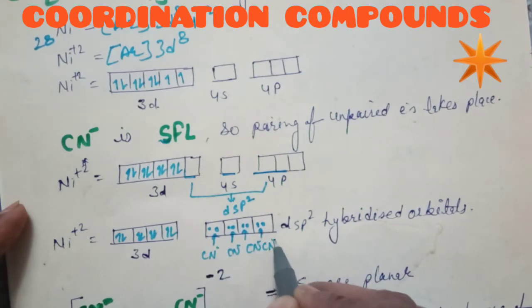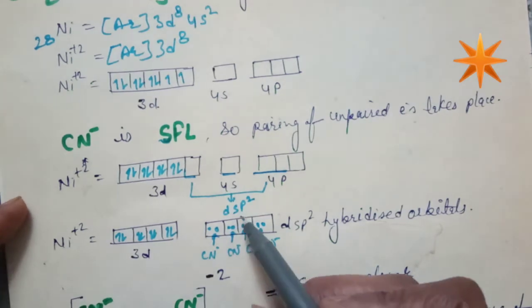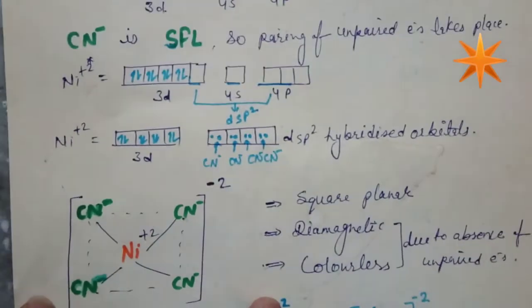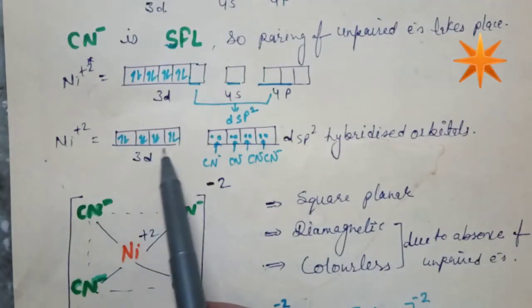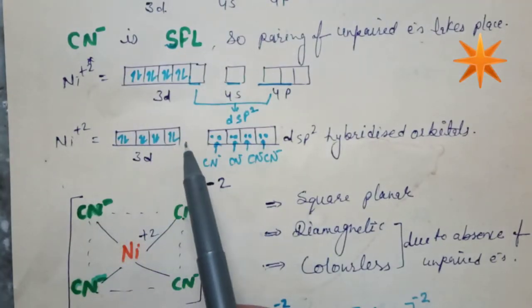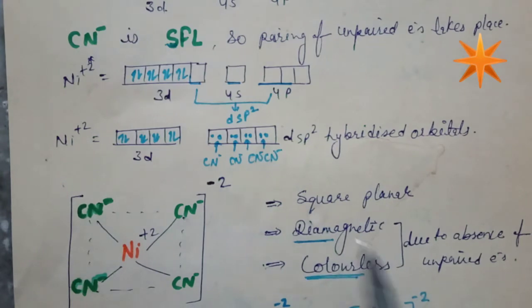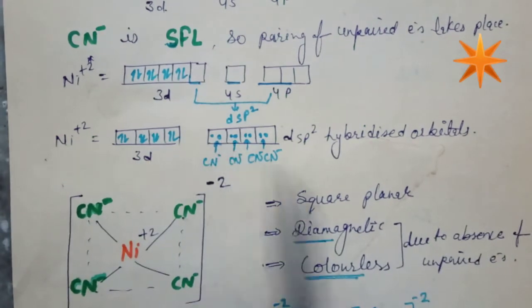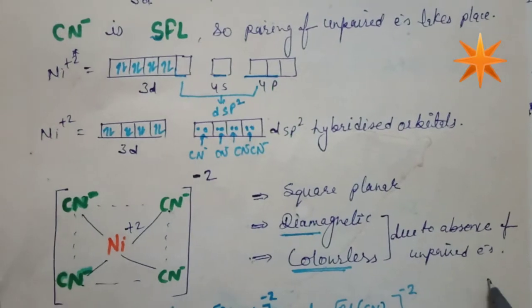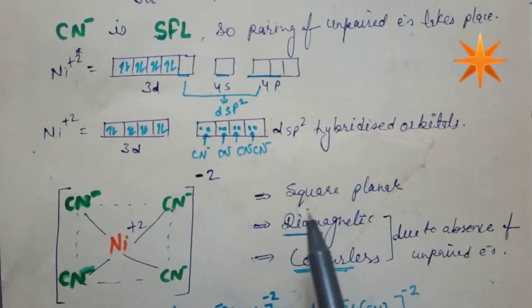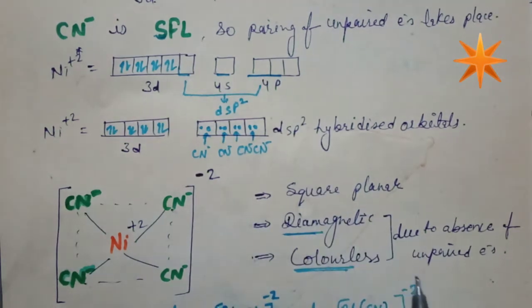the CN- ligand. In dsp2 hybridization the geometry will be square planar, which means square planar is the geometry of this compound. There is no unpaired electron, so the magnetic property of this compound will be diamagnetic and it is also colorless, due to the absence of unpaired electrons. Thus we can explain that [Ni(CN)4]2- is square planar while [NiCl4]2- was tetrahedral in geometry.